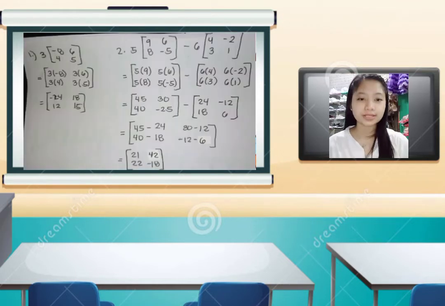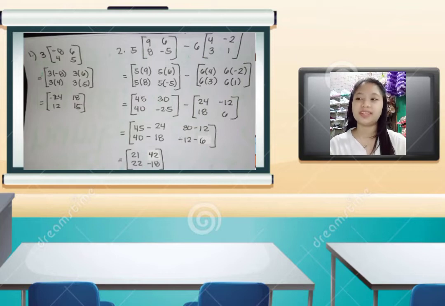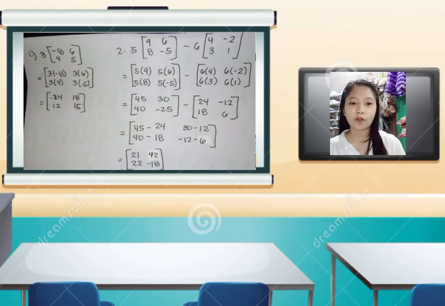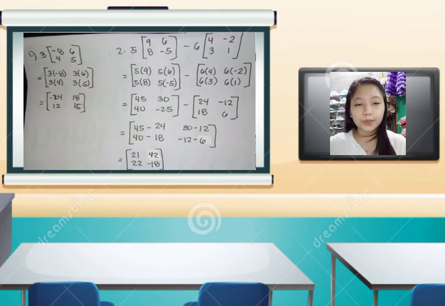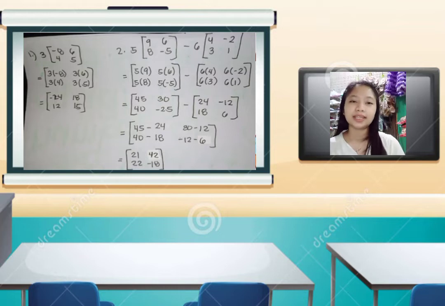Now let's have our example, scalar multiplication on matrices. Number 1, 3 times the matrix of negative 8, 6, 4, and 5. So we will distribute 3 in each element. So 3 times negative 8, 3 times 6, 3 times 4, and 3 times 5. So now we will find the product of each element and 3. So 3 times negative 8 is equal to negative 24, 3 times 6 is equal to 18, 3 times 4 is equal to 12, and 3 times 5 is equal to 15. So our product will be negative 24, 18, 12, and 15.